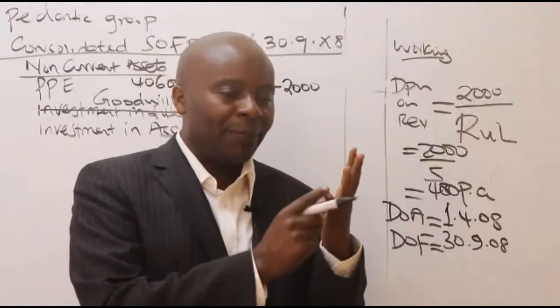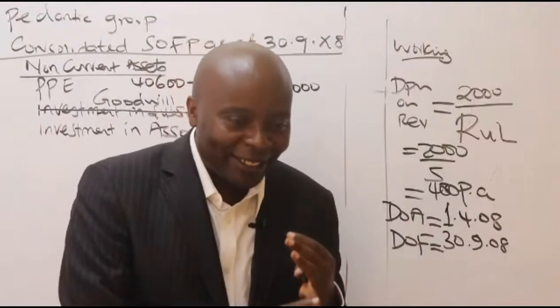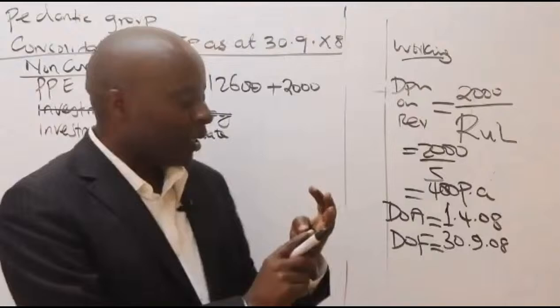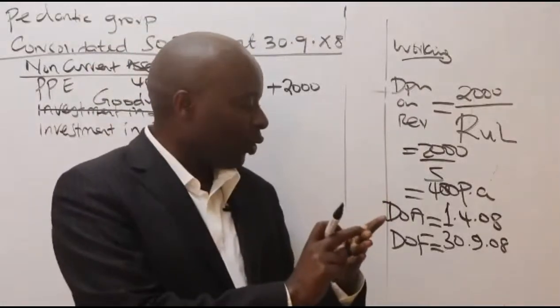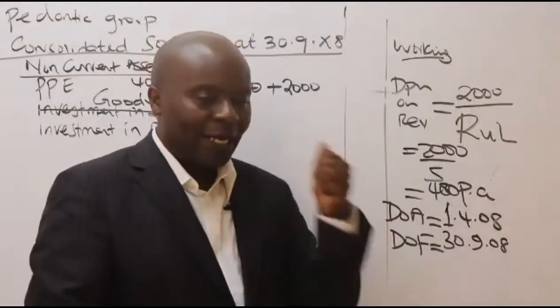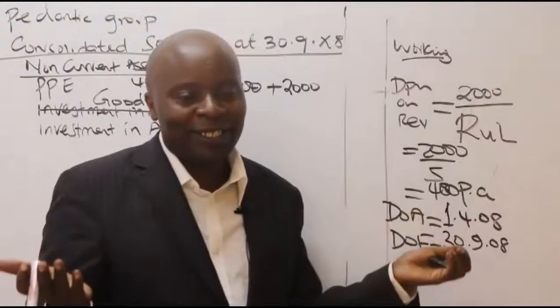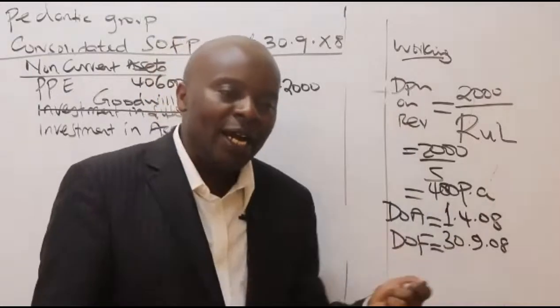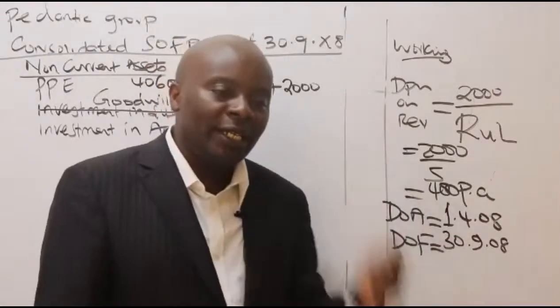So we have April, we have May, we have June, we have July, we have August, and then, of course, September, the whole of it. There are 6 months.